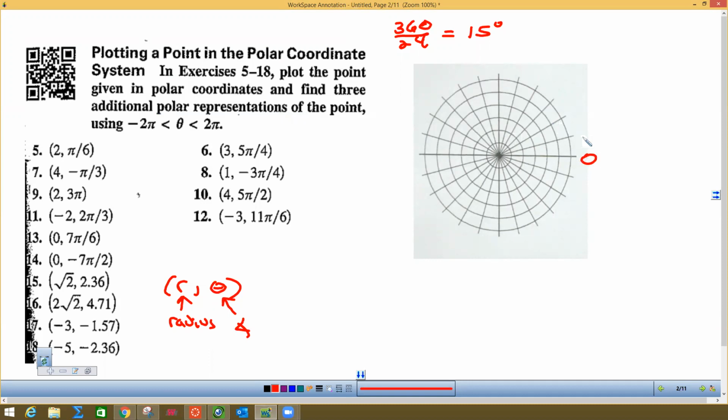So that would be 0. This is 15. This is 30. This is 45. This is 60. All I'm doing is adding 15 every time, and you do that all the way around your circle. And how many times can you go around the circle? Forever. So don't let some of these weird numbers screw you up, like 3 pi. There's a 3 pi up here. Number 9 says 3 pi.